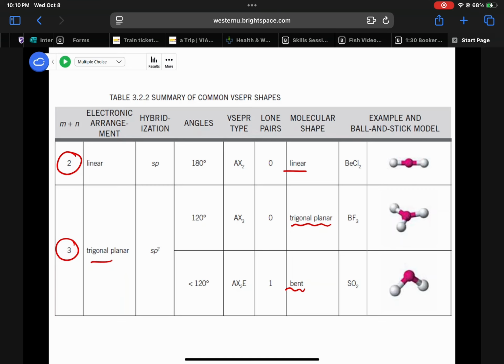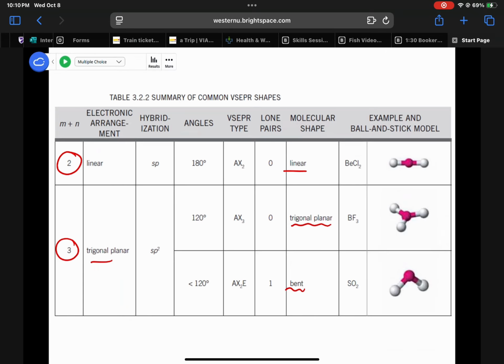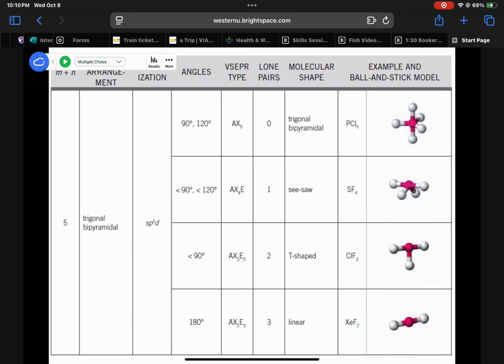So, into your kit, you have your linear option, 2 regions of electron density. Your trigonal planar, 3 regions of electron density. Your tetrahedral, which is 4 regions of electron density, which somehow didn't make it onto my slide. It's in your table. And then 5 regions of electron density, where we get to our trigonal bipyramidal shape. And then 6 regions is our octahedral. And then we can figure out the molecular shape based on these electron arrangements.